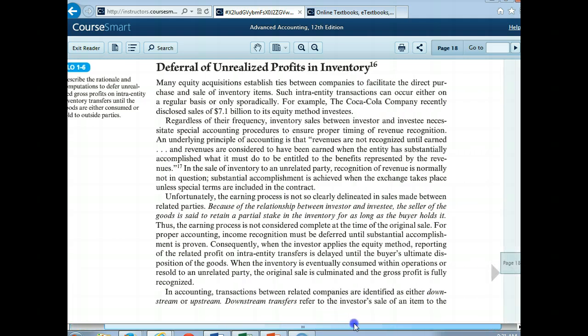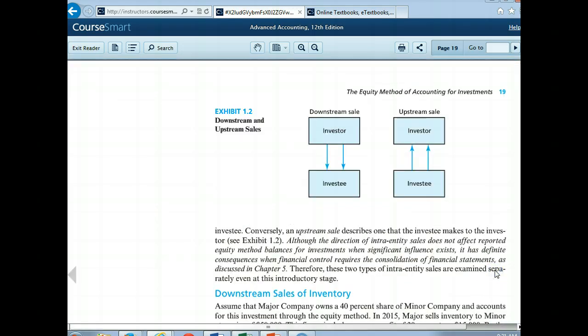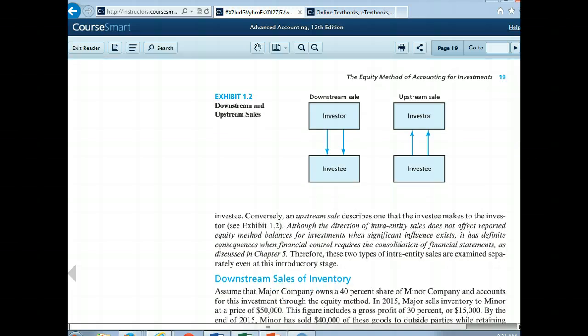In accounting, transactions between related companies are identified as either downstream or upstream. Downstream refers to the investor's sale of an item to the investee. So the investor selling goods to an investee is a downstream sale. The investee selling goods to the investor is an upstream sale. Okay, page 19, do you see that? Yes, I do.